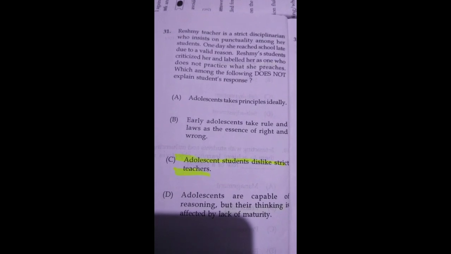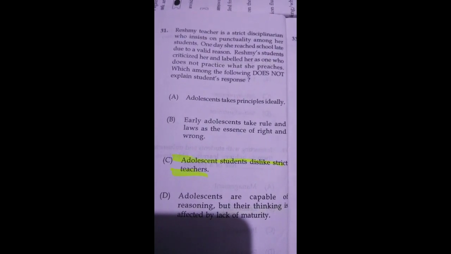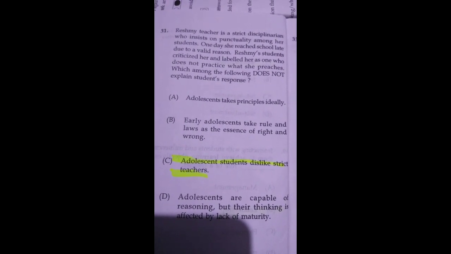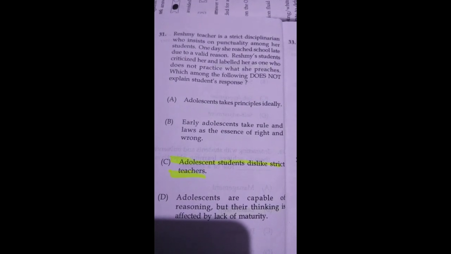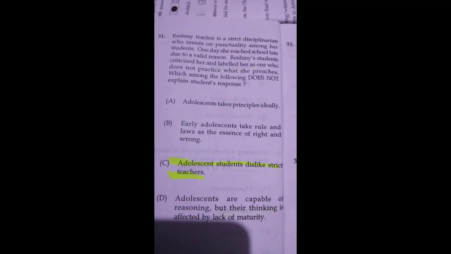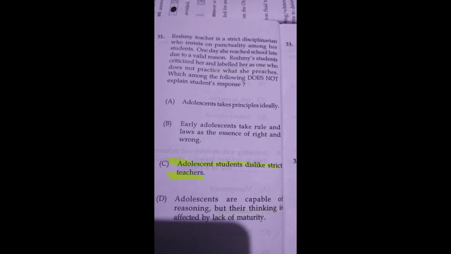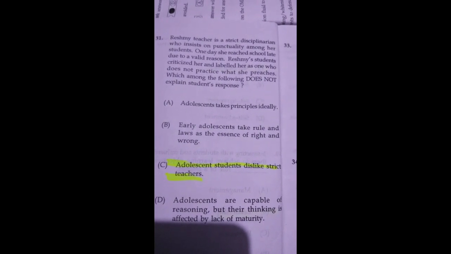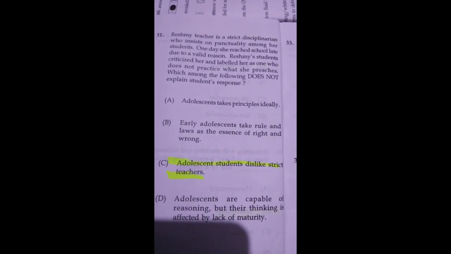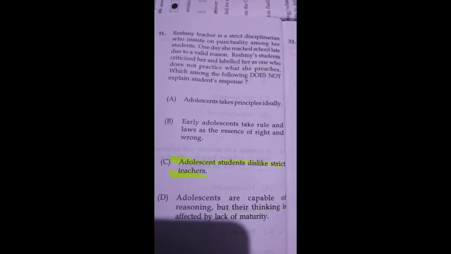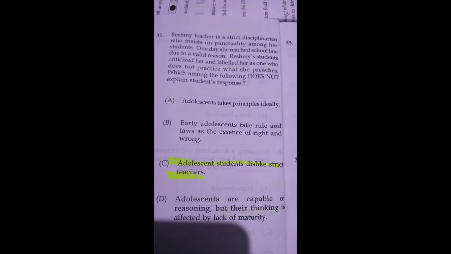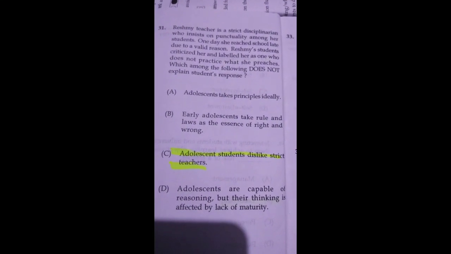Number 31. Reshmi teacher is a strict disciplinarian who insists on punctuality among her students. One day she reached school late due to a valid reason. Reshmi's students criticized her and labeled her as one who does not practice what she preaches. Which among the following does not explain students' response?